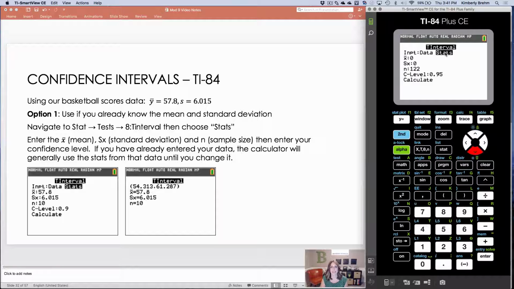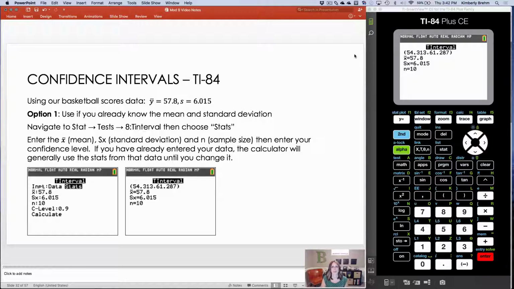And for stats, they're going to ask for some pieces of information. So x bar is my mean, which is my 57.8. s sub x is, of course, my standard deviation, which is 6.015. n, in this case, was 10 because there were 10 basketball scores. And for my confidence interval, I was doing a 90% confidence interval. And then I'll calculate. So just as I had before, I get a confidence interval of 54.313 to 61.287, which matches what I had previously.